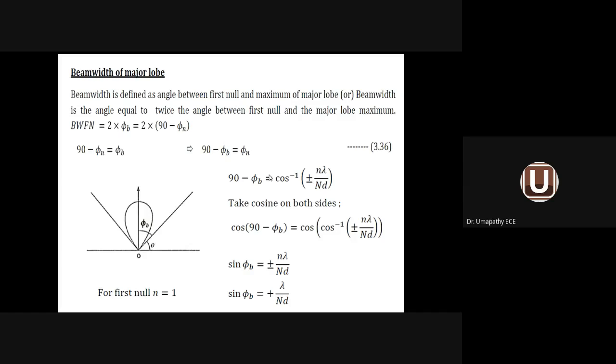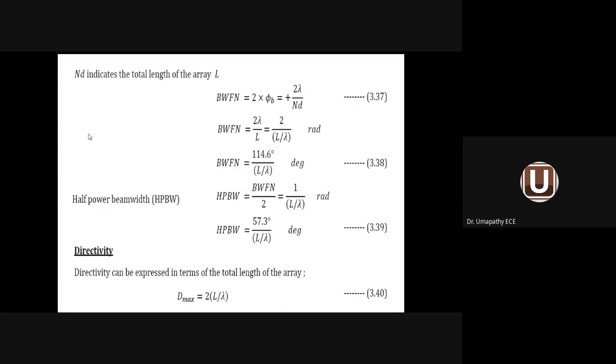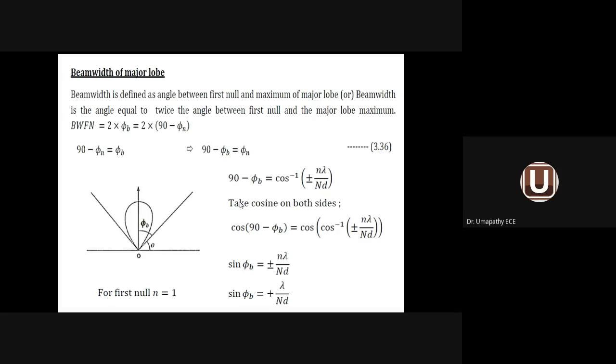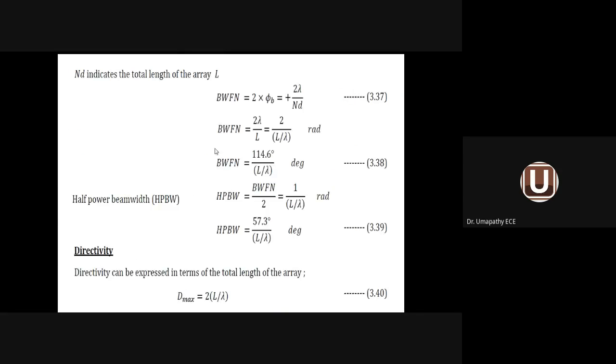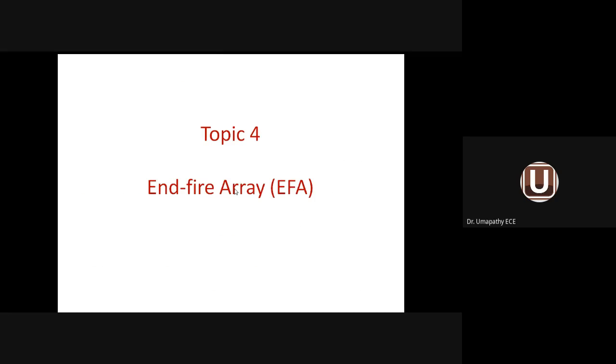Why do I want to calculate pi b? If pi b is known, BWFN can be calculated. If that is known, HPBW can be calculated. So that is our idea. Already pi n is available. So I want to calculate pi b from pi n. From pi b, I want to calculate BWFN. That is why we go for the beam width definition and the expressions coming across BWFN and HPBW.